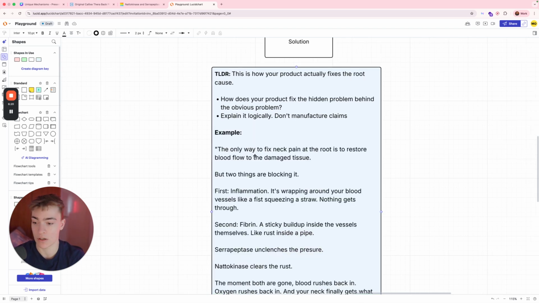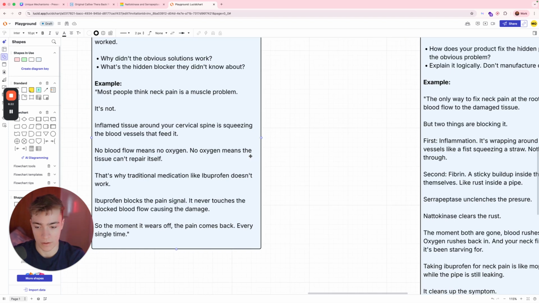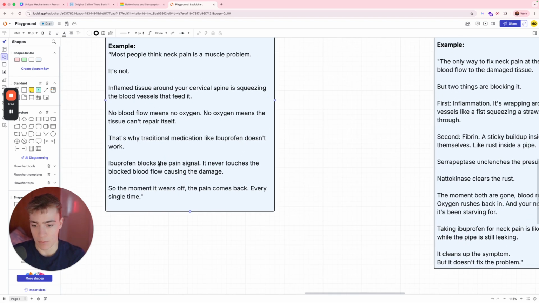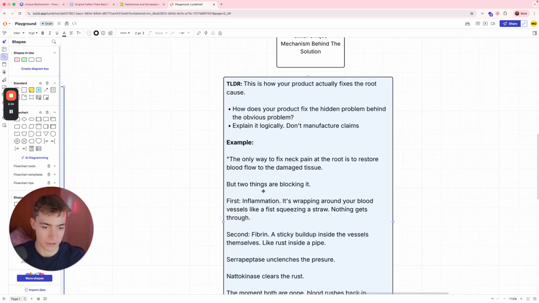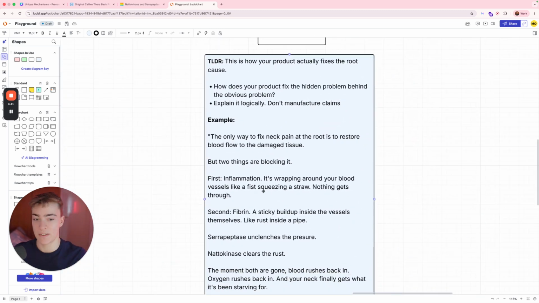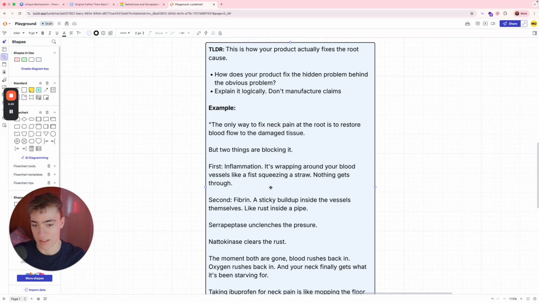But this is what it looked like. So imagine here: ibuprofen blocks the pain signal, never touches the blood flow causing the damage. So the moment it wears off, the pain comes back every single time. This should be the guts here, just for better flow. The only way to fix the neck pain at the root is to restore blood flow to the damaged tissue, but two things are blocking it. First, inflammation. It's wrapping around your blood vessels like a squeezing straw.